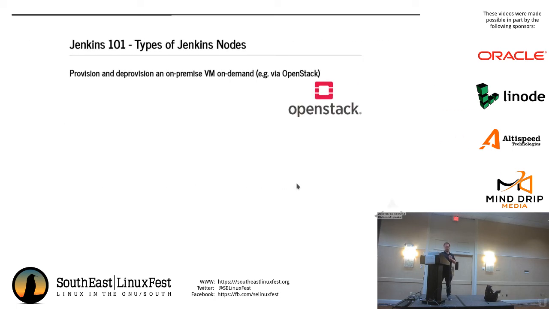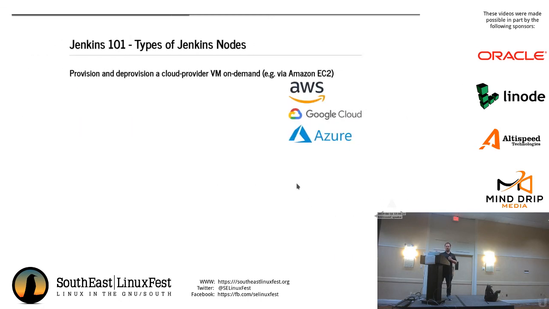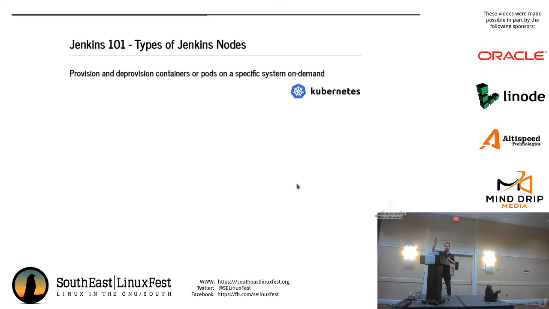There are other options for scaling up and down on demand. If you're using OpenStack, there's a plugin for that. If you're using a cloud provider, there are plugins for those to scale up and down resources. So bring up a compute resource, use it for your automation, and then tear it down when you no longer have automation running on that. And then if you're using containers heavily in your environment, you can provision and deprovision containers or pods on a specific system. So you can say, this is my Kubernetes master, I'd like to execute some automation inside that Kubernetes cluster and utilize that for your nodes.